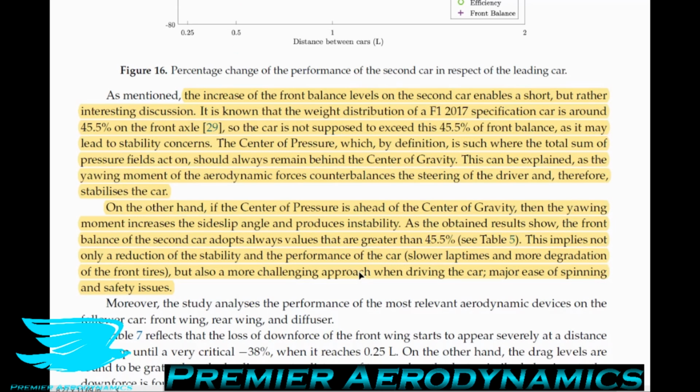As the obtained results show, the front balance of the second car always adopts values that are greater than 45.5%. This implies not only a reduction in the stability and the performance of the car, but also a more challenging approach when driving the car. It means that it's easier to spin out, and there are also safety issues. And also the front tires will start to wear more.